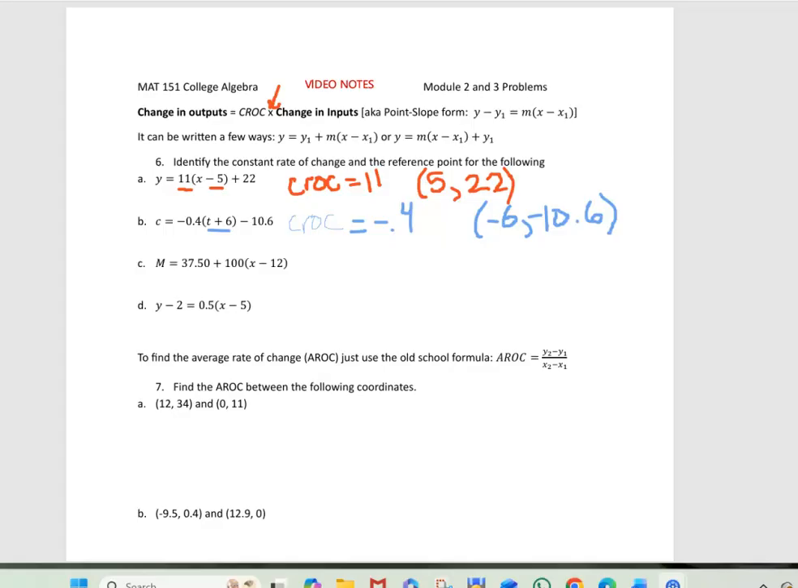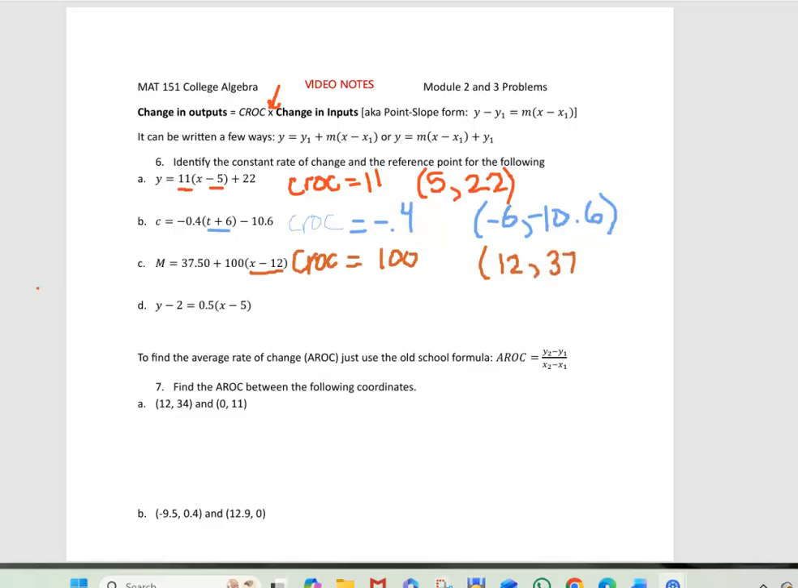I'm going to try a different color just to play with these a little bit. So CROC, constant rate of change is that 3750? No, it's not next to the parentheses, so 100. So whatever the difference of the x's are times 100, that's the CROC. And then what number can I plug in for this x to make that whole part equal 0? 12, you got it. And then of course 3750 would be the output.